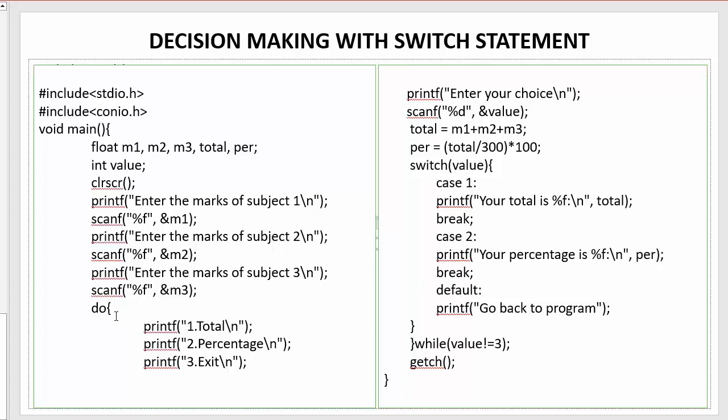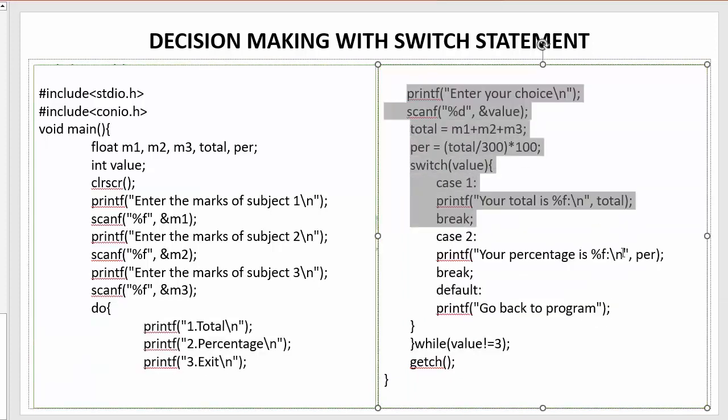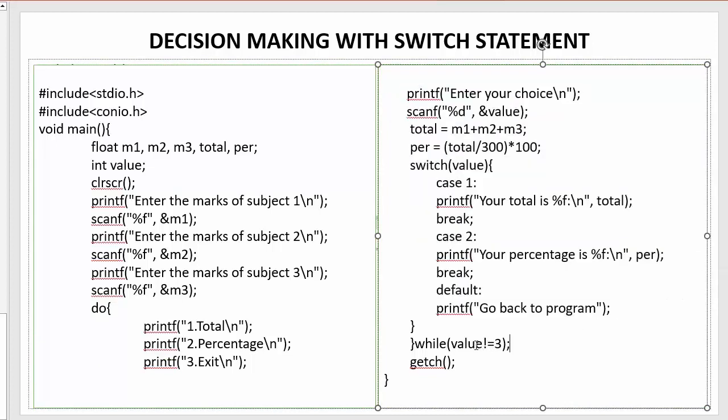Inside the do while statement I have kept these statements. These statements get executed repeatedly until this condition gets satisfied. Until and unless the user enters 3 to exit, this set of statements will be executed. So when the program gets executed and the user enters the marks of 3 subjects, the user will see these 3 options, and then it will ask the user to enter the choice. Then the user will enter the choice, say 1.